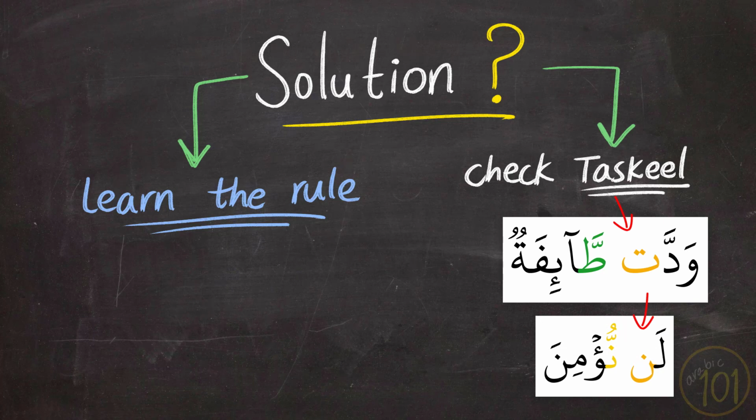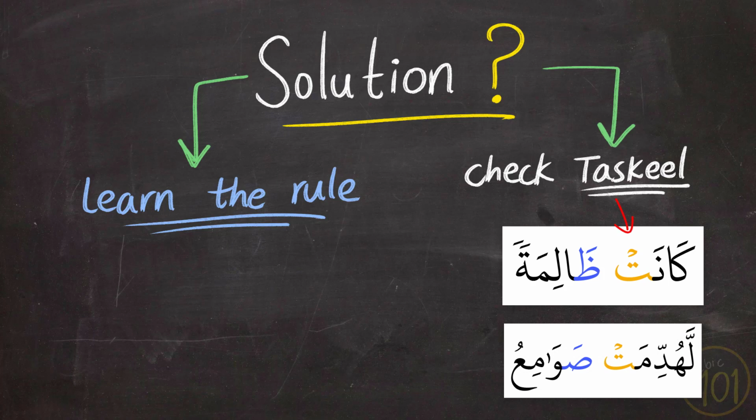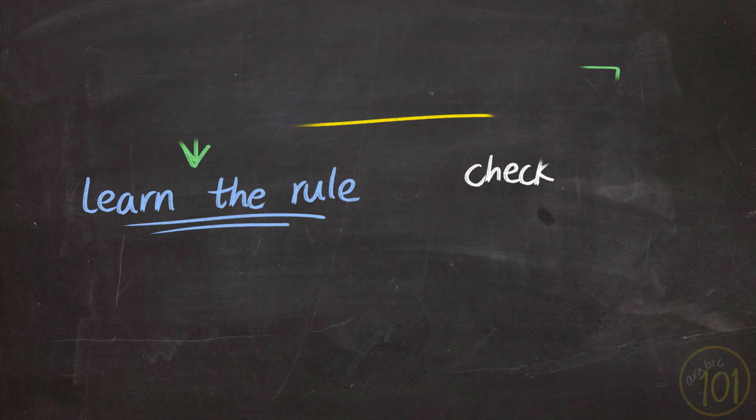But in case that the letter can be fused with the letter that comes after it, then this letter will have no signs on top or under. But if the letter is pronounced fully, then you will see the sukun sign on top of the letter. And of course, the best strategy is to employ both of these tricks to avoid making this mistake.